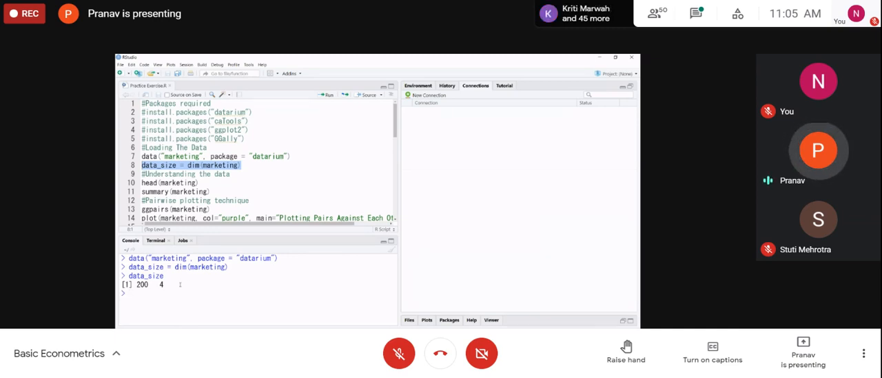This data size gives you the dimension of this data frame. Dimension means how many rows and how many columns. So I have stored it in a variable called data size. So data size is the variable, and this variable contains the dimension of this data set, that is marketing. So if you simply type data size, you will get 200 4: 200 for the number of observations and 4 for the number of columns. What are the columns? Sales and the 3 social media.